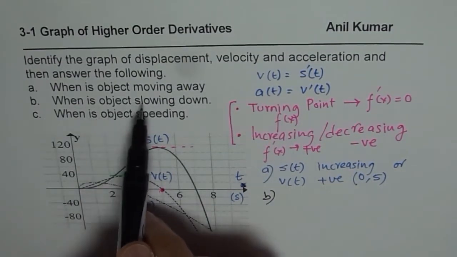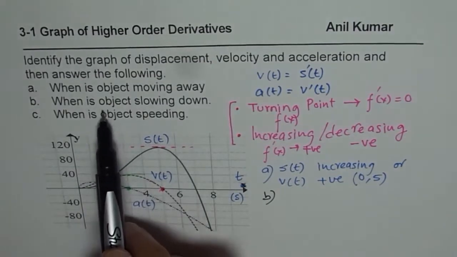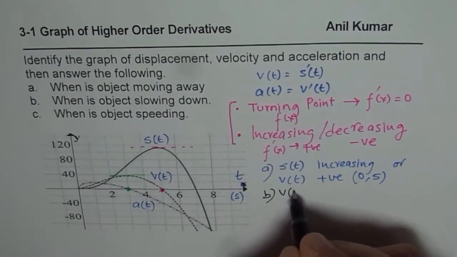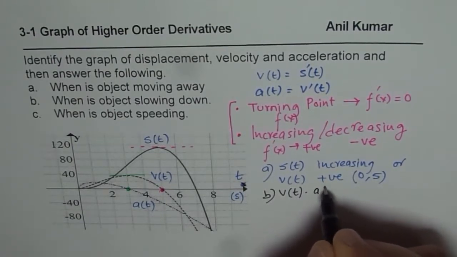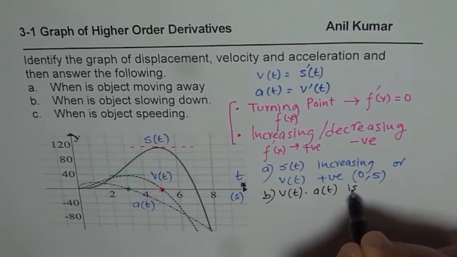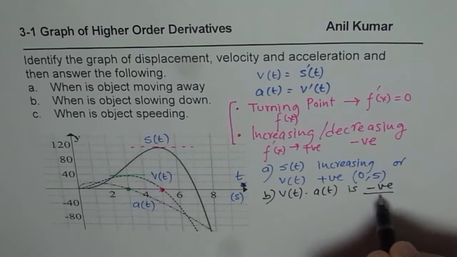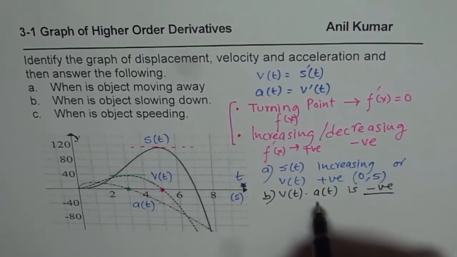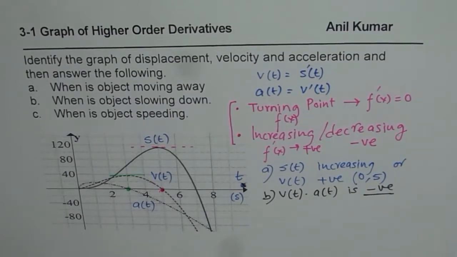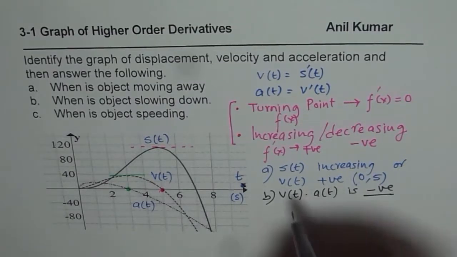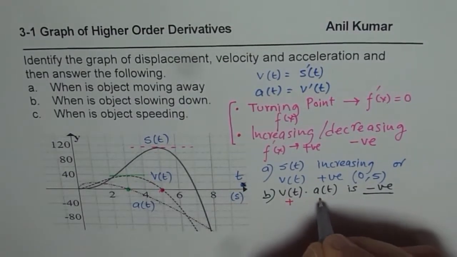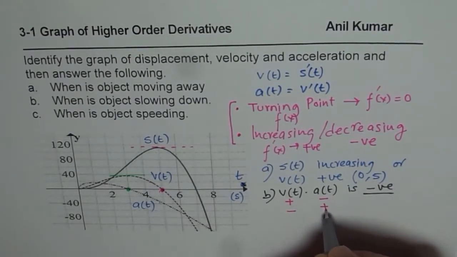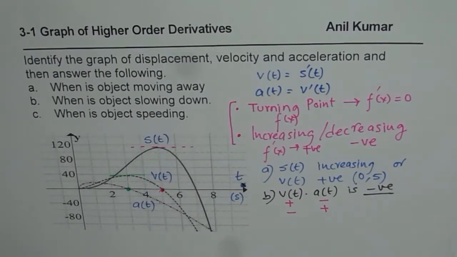Right. So now let's answer the second question, which is part B. When is the object slowing down? You learned that slowing down means that velocity times acceleration is negative. This is key. Velocity times acceleration is negative. That gives us two conditions. Either velocity is positive and acceleration is negative, or velocity is negative and acceleration is positive. Their product will be negative.